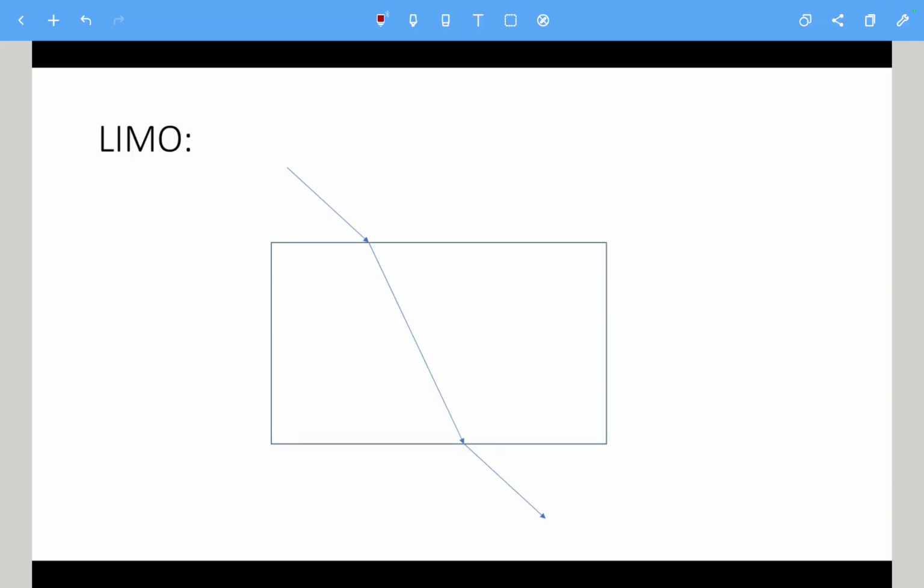This is an example that you might see. I call this LIMO. LIMO just stands for less in, more out. The angle gets less as it goes in, more as it goes out. I'm just going to label this up here. This first one could be called the incident ray. You would have a normal on the boundary, like this, which should be at 90 degrees.